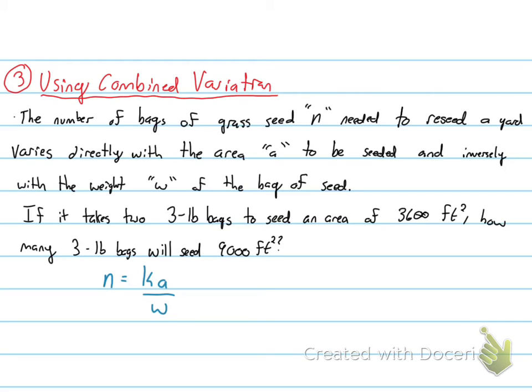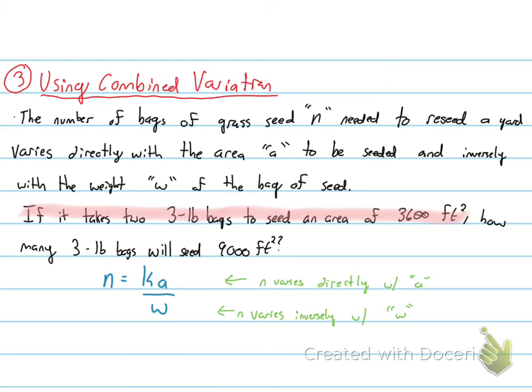So what I'm going to do here first is set up an equation using the variables. So I'm trying to find the number of bags N, and I'm going to write the equation N equals KA over W. So I have my constant of variation K. I have that A on top because N varies directly with A. I have that W in the denominator because in the problem it says that N varies inversely with W. So now I have my variables, I have a general equation set up, but I still need to find that K value. So similar to that last problem that we did, I'm going to plug in values for N, A, and W to solve for K here to start.